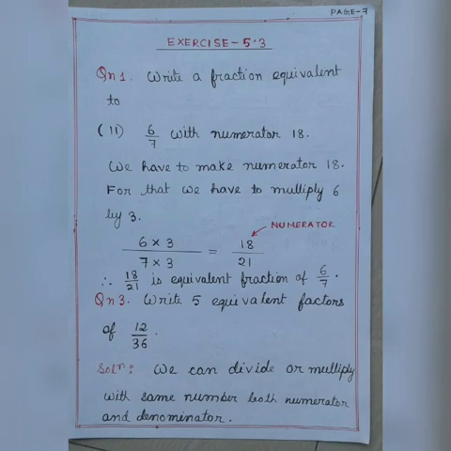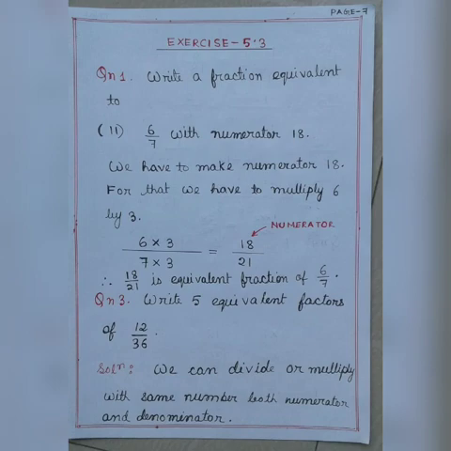As we have multiplied 6 by 3, then we have to multiply the denominator also by 3. So denominator is 7. 7 into 3 is 21. Therefore, the equivalent fraction of 6 by 7 with numerator 18 is 18 by 21.